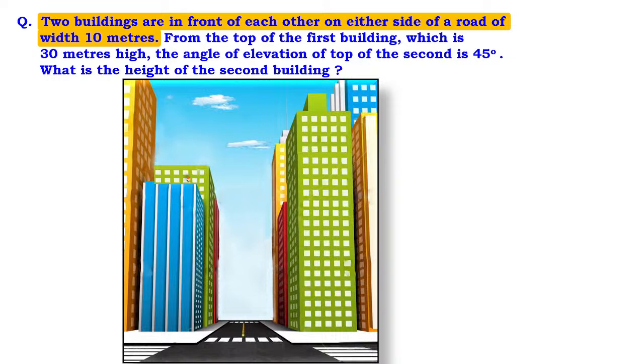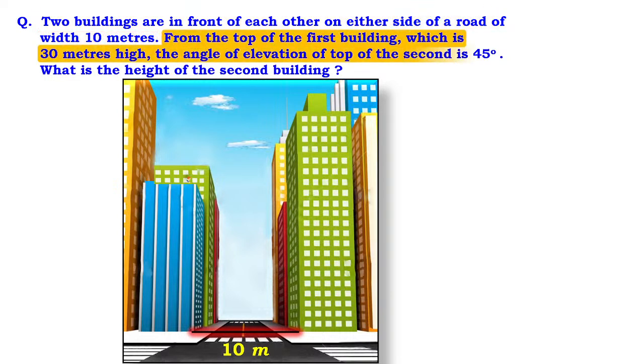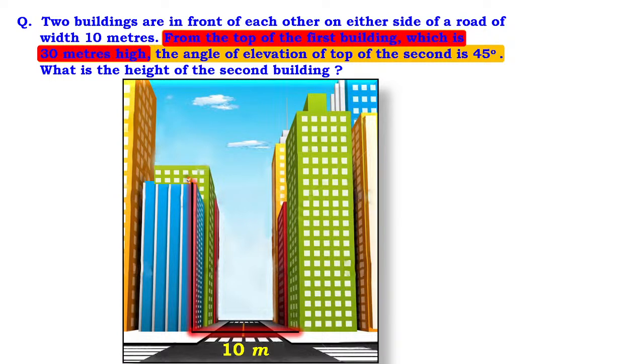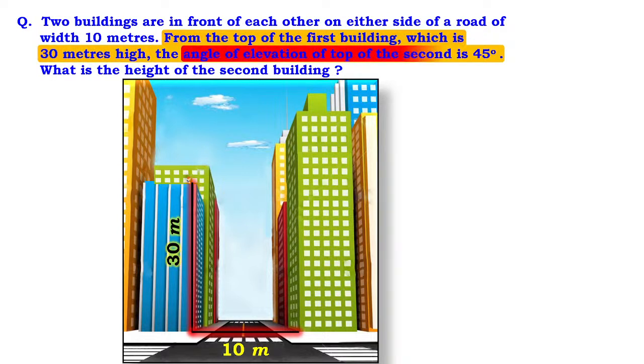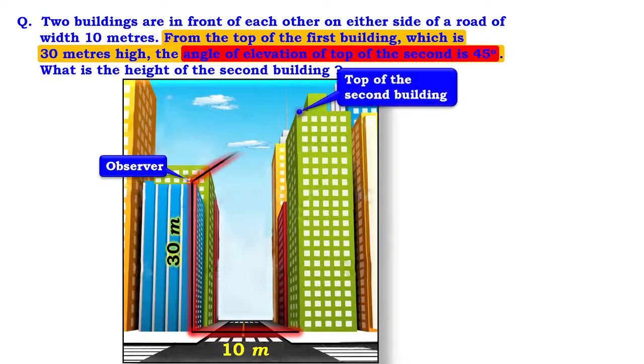Look at this now. These are the two buildings. One is short and one is tall. And now here they are telling what is the distance between these two buildings? 10 meters. So down below the distance is 10 meters, and from the top of the first building, which is 30 meters high, the angle of elevation to the top of the second is 45. So if I take the first building here and the second building top here, the angle of elevation is how much they are telling here?